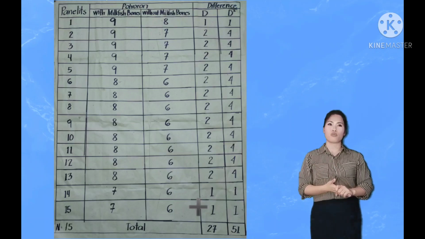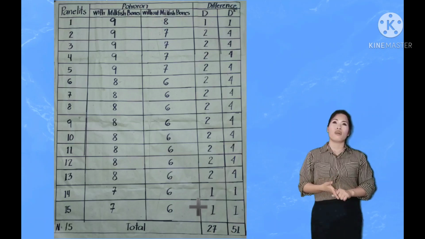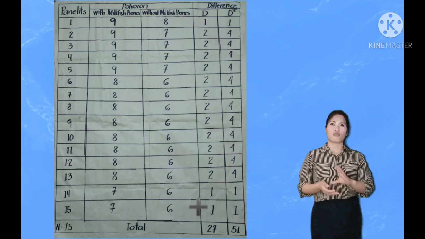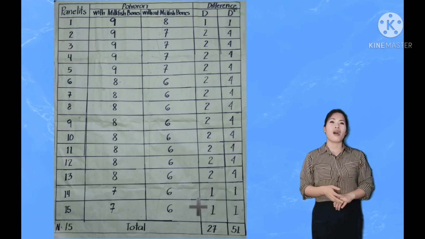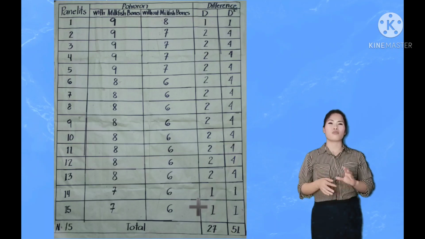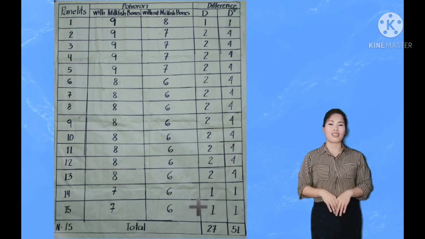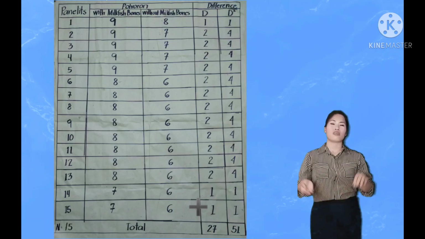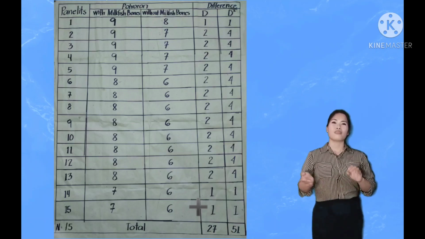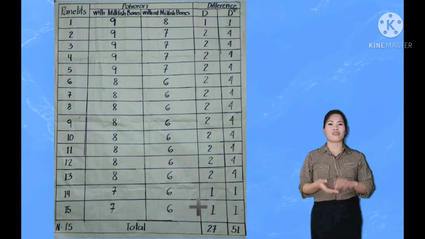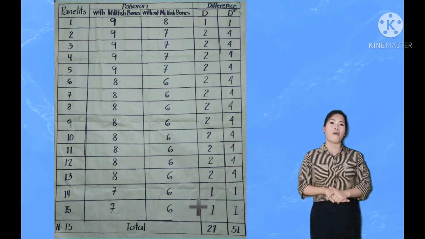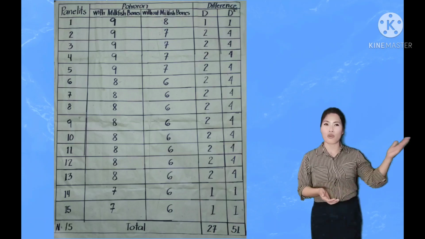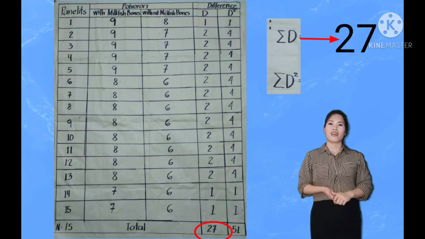So 1 plus 2 is 3, plus 2 is 5, plus 2 is 7, plus 2 is 9, plus 2 is 11, plus 2 is 13, plus 2 is 15, plus 2 is 17, plus 2 is 19, plus 2 is 21, plus 2 is 23, plus 2 is 25, and plus 1 is 26, plus 1 is 27. So therefore, we have the summation of D here of 27.